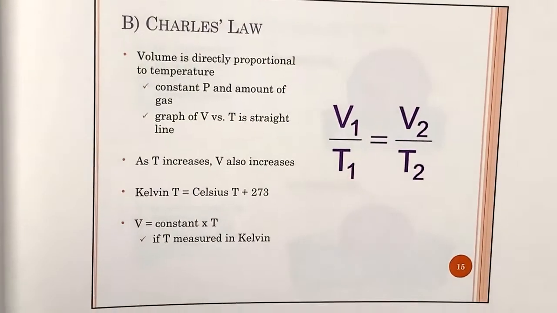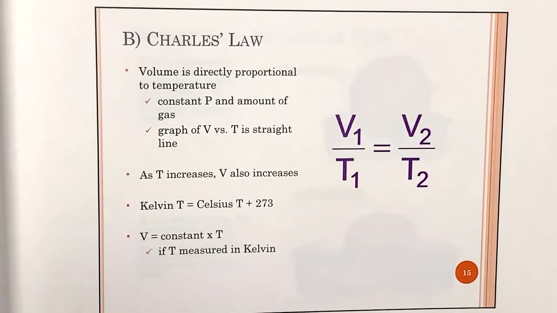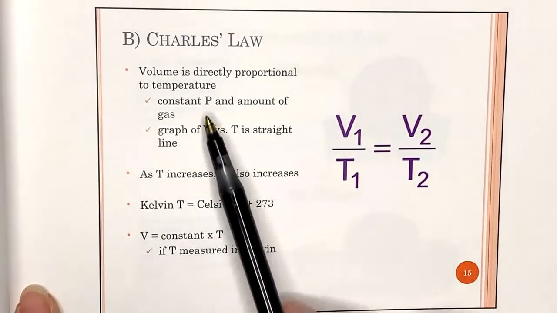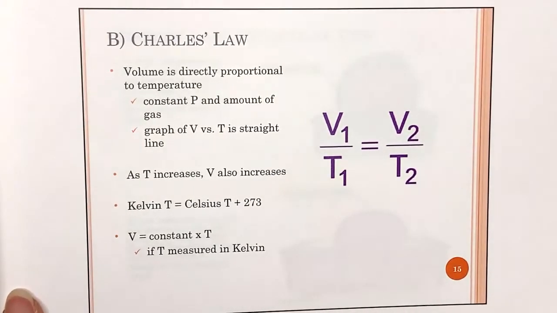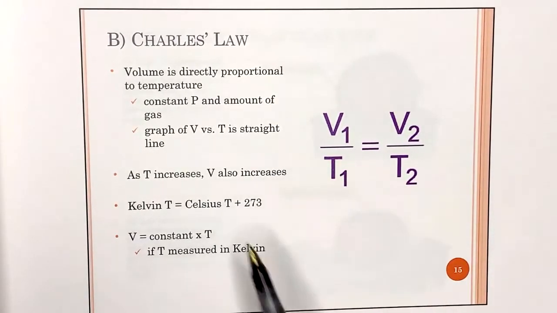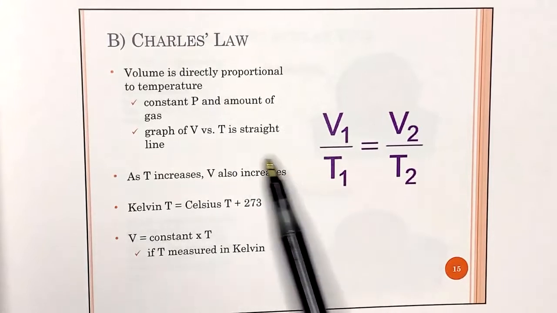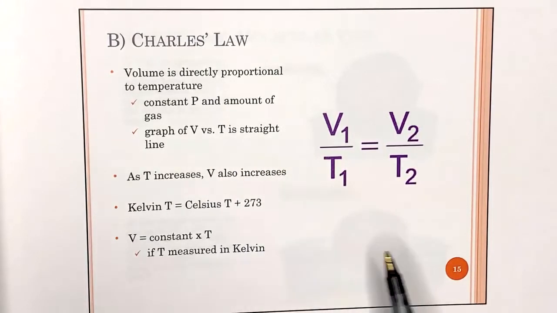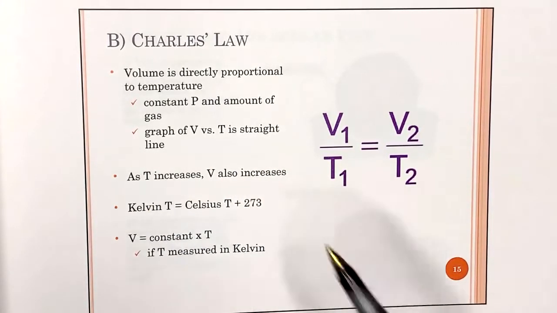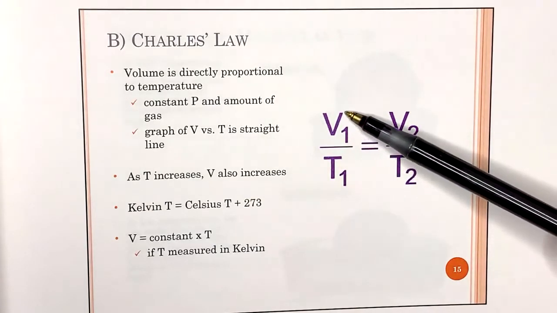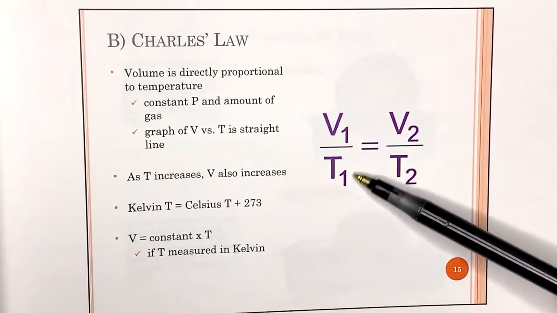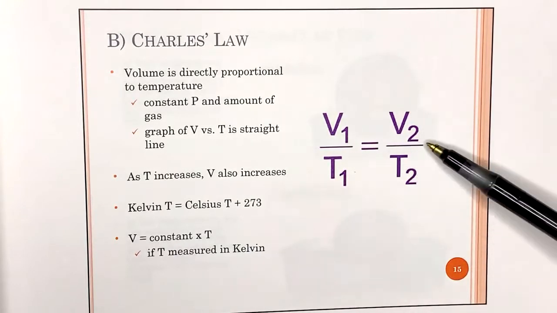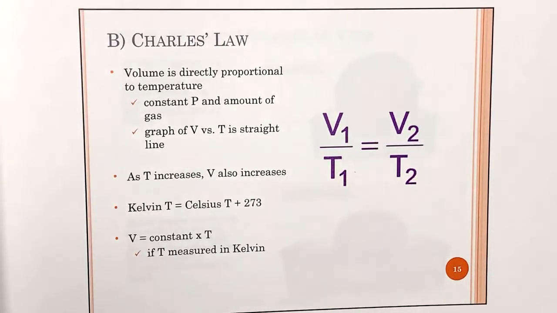Charles' law talks about volume and temperature. Now they're saying volume and temperature are changing, but pressure and number of moles must stay constant in this case. Every time volume goes up, temperature goes up. It goes up hand in hand. So when you do the equation, you have to do V over T equals V over T. This one's the original volume and temperature. This one's the new one.